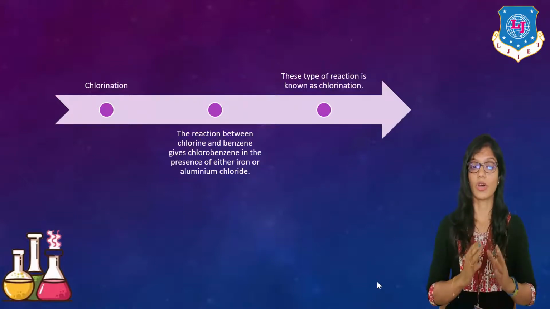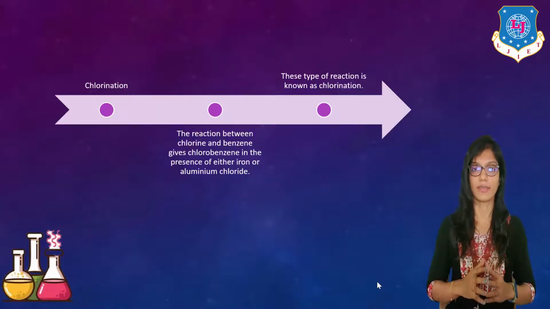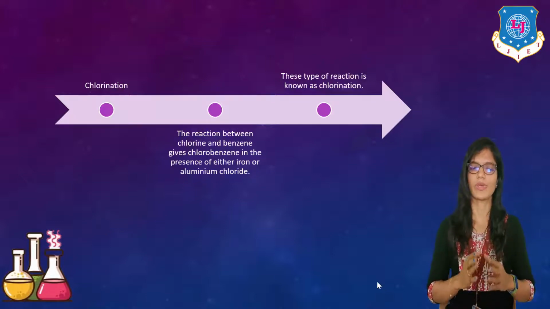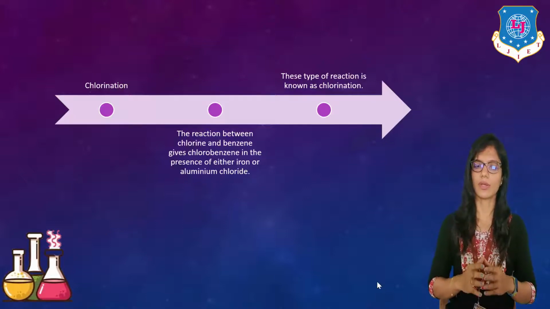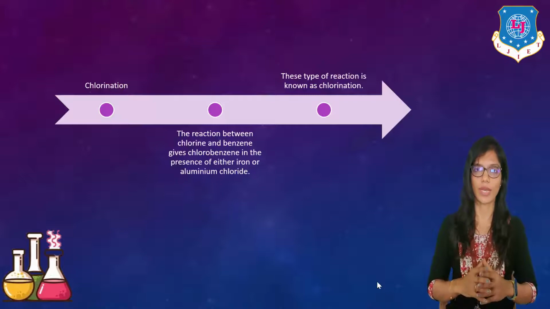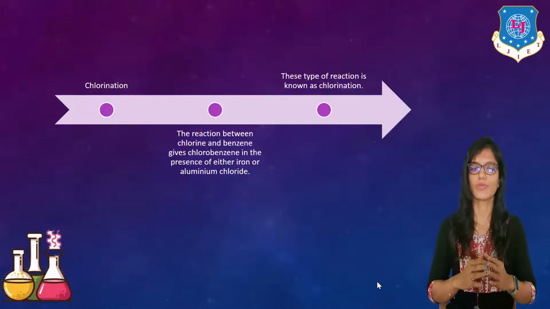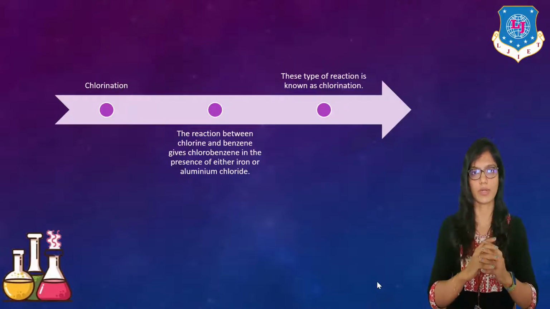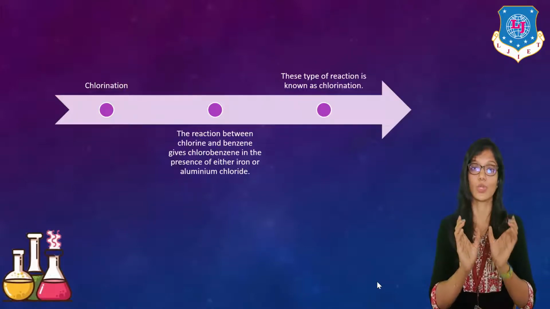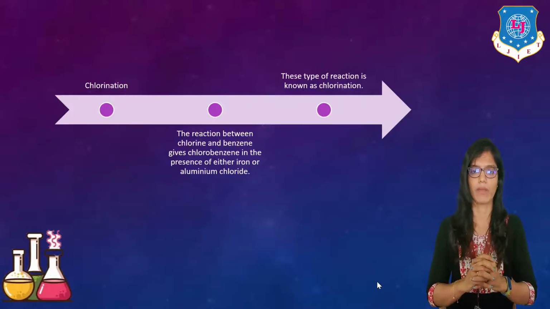Chlorination, or the reaction between chlorine and benzene, gives chlorobenzene in the presence of either iron chloride or aluminum chloride. So here the catalyst is either iron chloride or aluminum chloride, and there are two different substrates: number one is benzene, number two is chlorine. This type of reaction is known as a chlorination reaction.